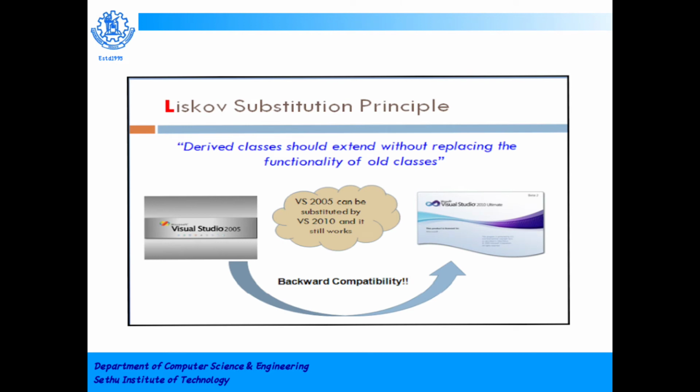The Liskov substitution principle can be explained in a short way: a derived class should extend without replacing the functionality of the old class. That is, we are seeing the example of the Liskov substitution principle. In 2005, Visual Studio was launched, and it was upgraded and launched in the year 2010 with more compatibility.